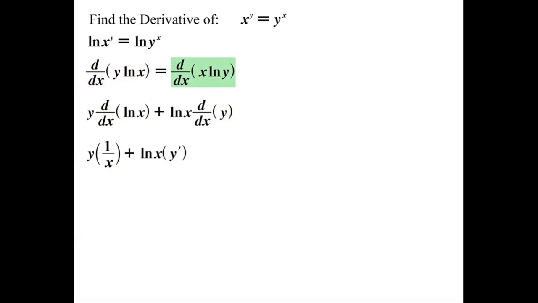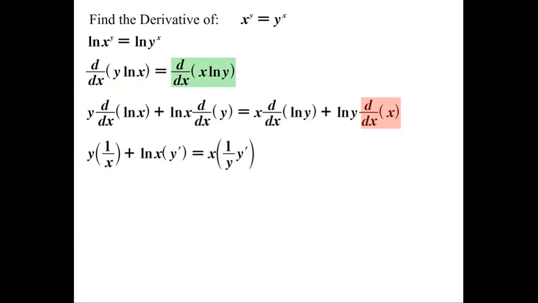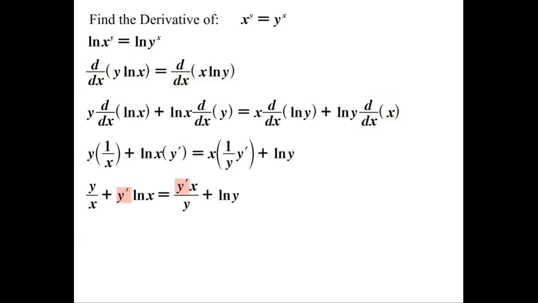So taking the derivative we have, that's going to be equal to x times the derivative of the natural log of y, which is equal to 1 over y times y prime after applying the chain rule, plus the natural log of y times the derivative of x, which is equal to 1. Simplifying the expression, we have the following.